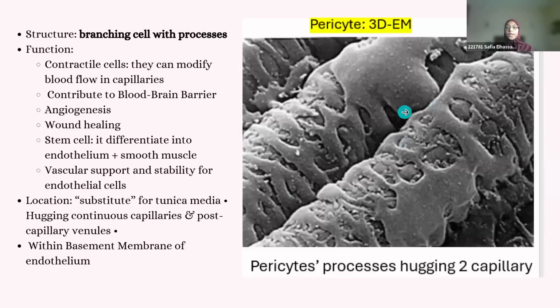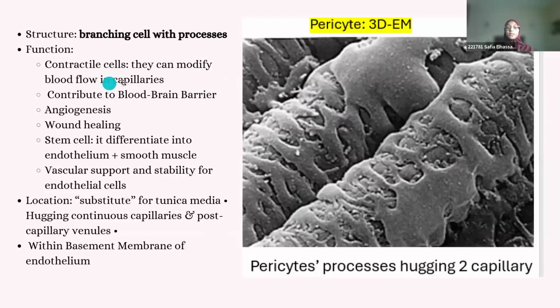So this is just a scanning electron microscopy image of the pericyte to show you what it looks like on the outside of the capillary. So you see how it has these processes that hug the capillary. So this helps with vascular support and stability. And there are some other important functions of the cell. It is a stem cell, so it can actually produce or differentiate into endothelial and smooth muscle cells. They are contractile cells, so they can help modify the blood flow. So if they contract, they reduce the blood flow, and if they relax, they allow the blood flow to increase.